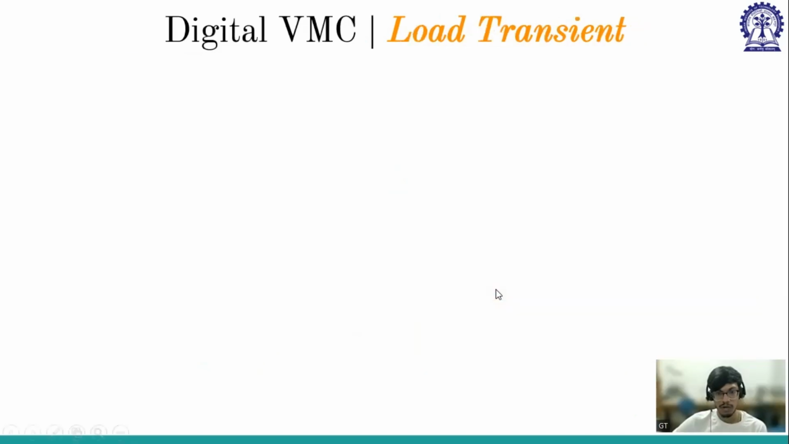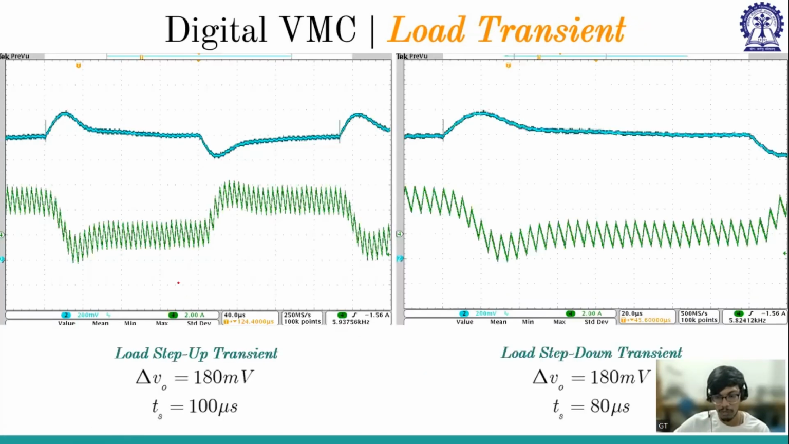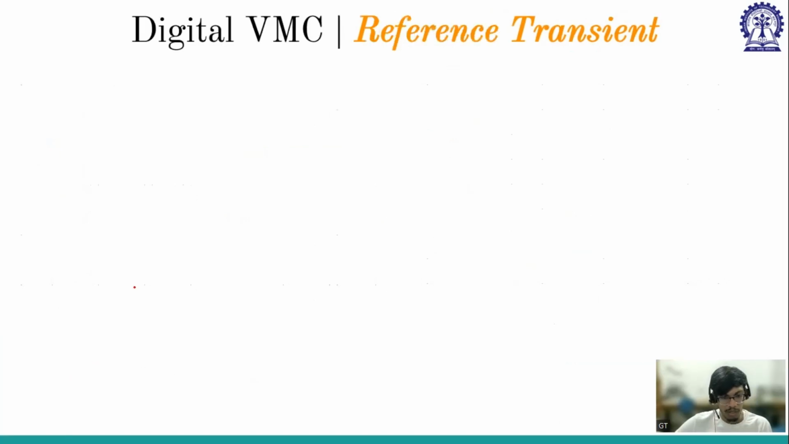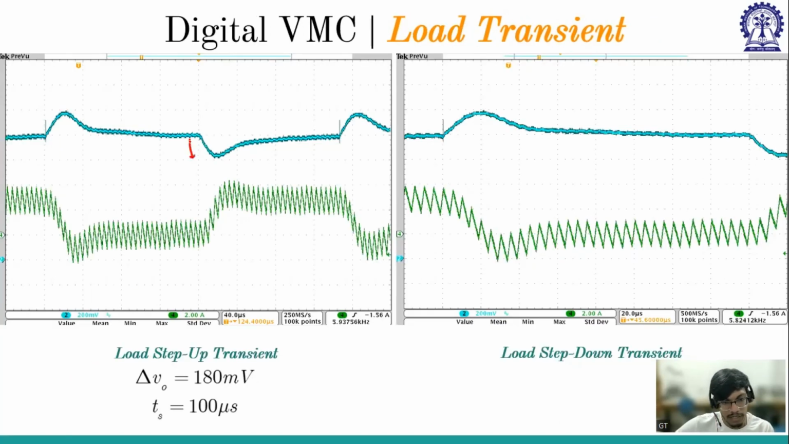Quickly going through the load step up transient and load step down transient. This is the load step up transient, and the delta V naught is 180 millivolt. The settling time is 100 microsecond. And for the step down transient, it is also 180 millivolt, and TS is 80 microsecond.